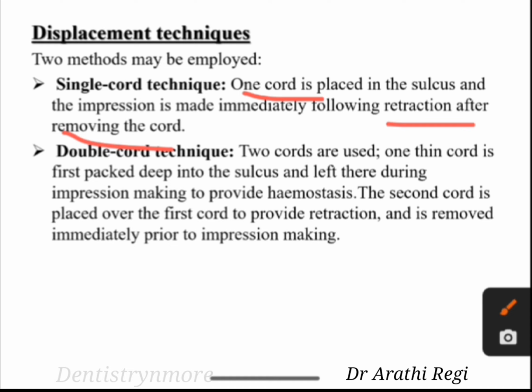But in case of double cord technique, two cords are used, one is a small diameter thin cord and the other one is a large diameter cord. The thin one is packed into the sulcus and is left there during the impression, and the second cord is placed over the first and it is removed immediately prior to the impression making. So this is the difference between single cord and double cord technique.